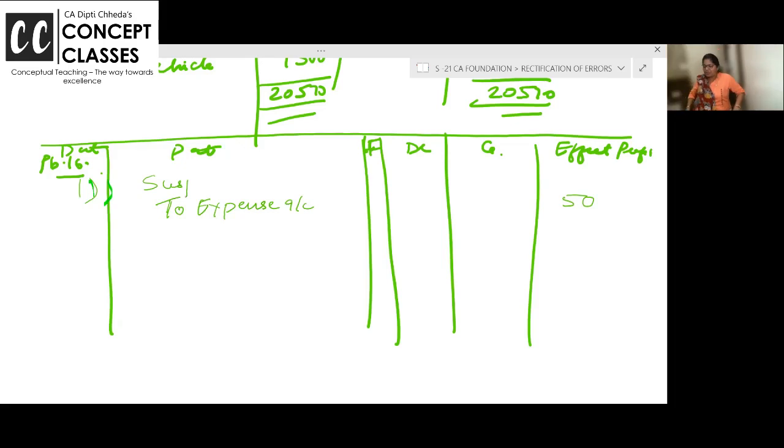Very senior, like small kids are there at home. So sorry, I have to look. एक बार फिर से. Expense का nature is debit, so it is over debited. So credit 50 and debit your suspense account.